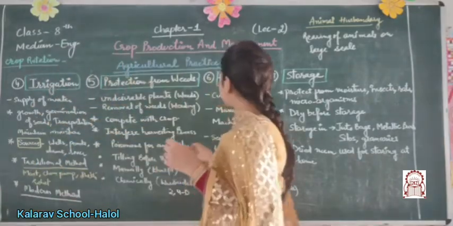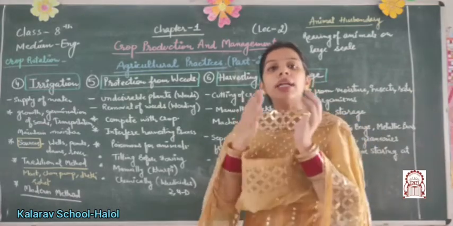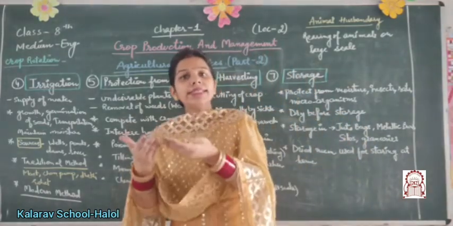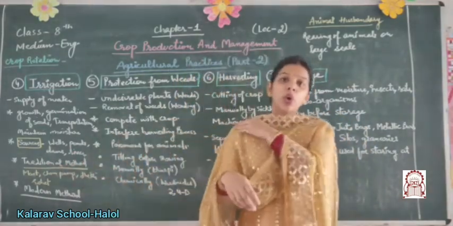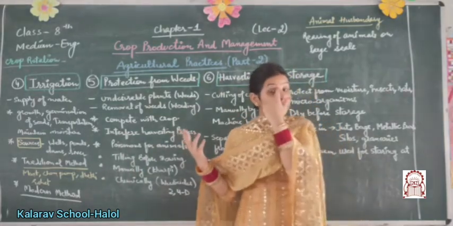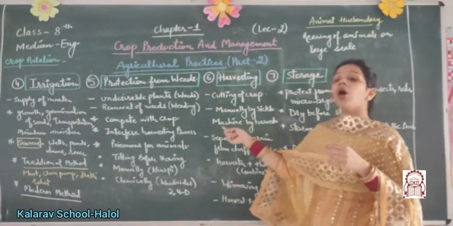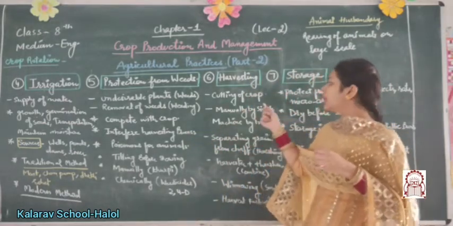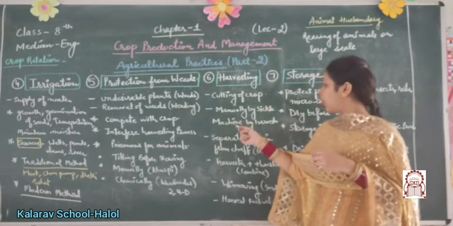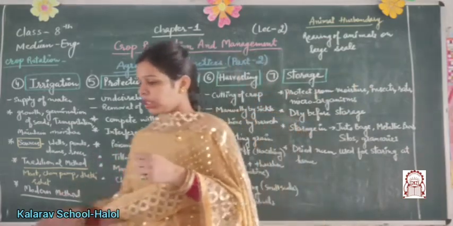So the next is harvesting. Harvesting is the cutting of the crop as it matures. So harvesting is the process of cutting the crop when it is mature. It can be done manually or with a machine. Manually it is done by sickle, or it is done by a harvester as a machine.